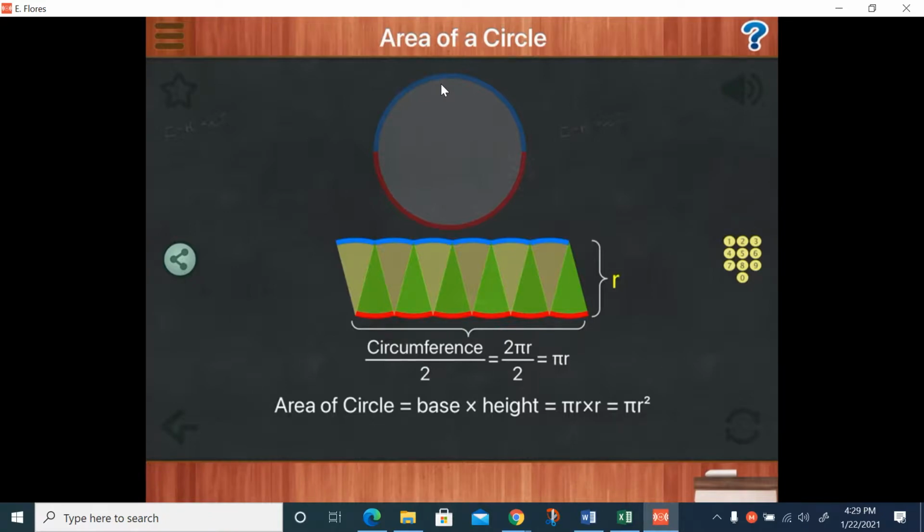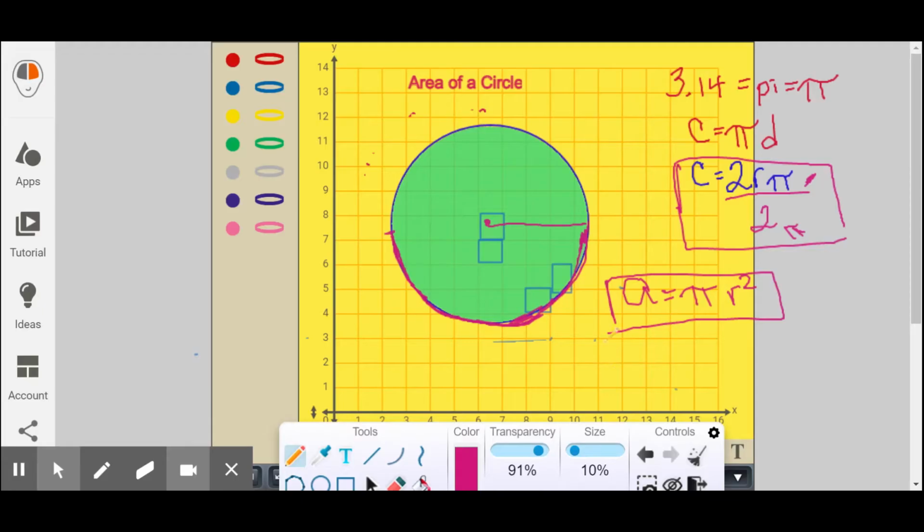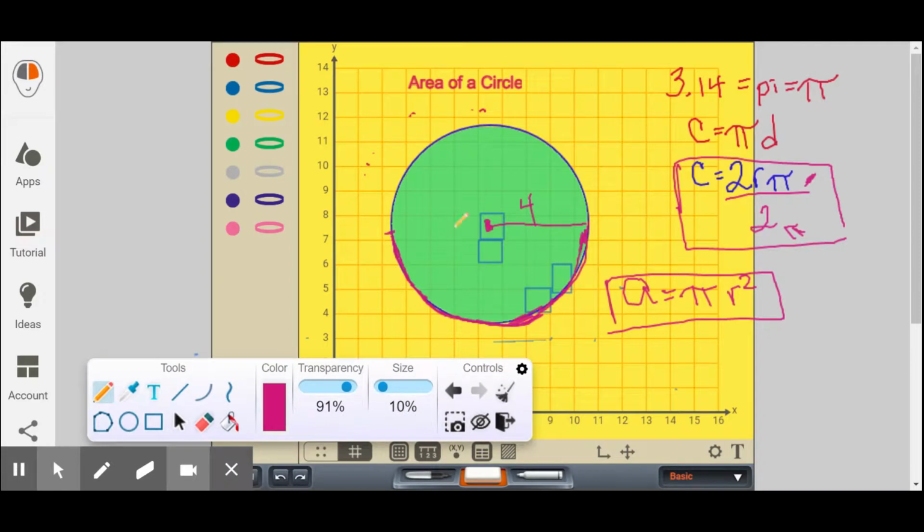So let's go back to our other part. Our formula is area is equal to pi r squared. If I were to tell you this radius is 4, what are we going to do to find how many squares are inside this circle? There's my formula. Area is equal to pi times radius times radius. What number am I going to put for pi? 3.14. And I have to multiply it by radius. What's my radius? 4. And then multiply it by radius again. What's my radius? 4.